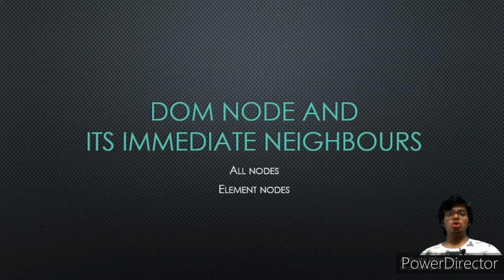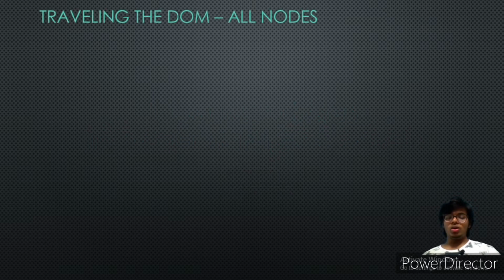In this tutorial, we will be looking at DOM nodes and its intermediate neighbors. So here we look at all the nodes and also different element nodes which we can access. So DOM as such allows us to access any of the elements and their contents, but first we have to reach them, right? So how do we reach them if you have a particular node or a particular element? Let's look at it through a graphical manner.